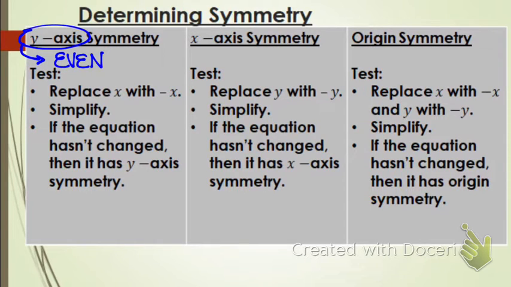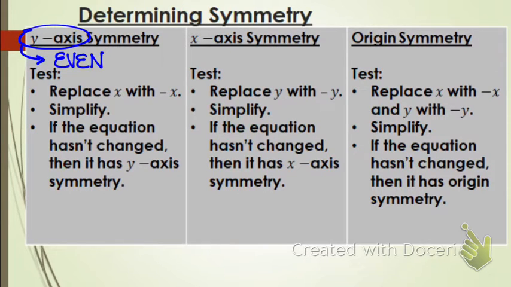And then we have origin symmetry. Origin symmetry is a special type of point symmetry. Y-axis symmetry, or even symmetry, is a special type of line symmetry where I would fold it on a line. Origin symmetry is a special type of point symmetry. Point symmetry is where on a graph, if I put a point down, and that is the point of symmetry, and I give it a half a turn, a 180-degree spin, it would match up with itself. So this is a rotational form of symmetry.